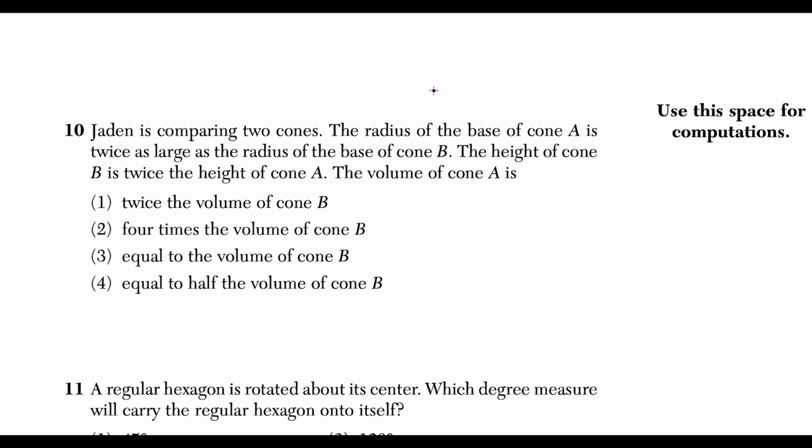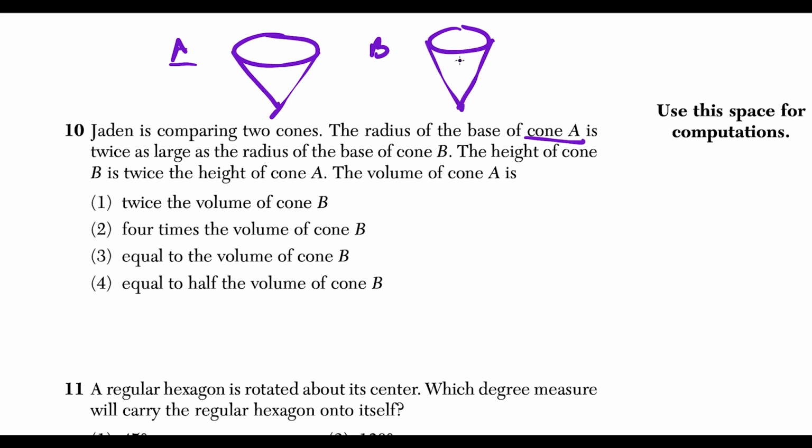So Jaden is comparing two cones. The radius of cone A, and we'll draw that over here, is twice as large as the radius of cone B. So what we have here is a situation like this. Here's cone A, and then cone B is a taller cone with a slimmer radius. And the height of cone B is twice the height of cone A. What you have to know is that the volume of a cone is 1/3 pi r squared times h.